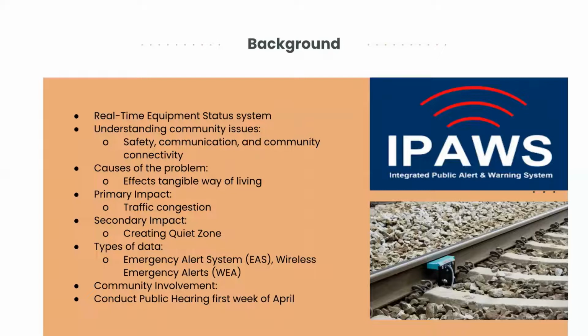Regarding different types of data, we are looking into emergency alert systems and wireless emergency alerts, such as text messages or alerts that go directly to people's phones locally. Our community involvement effort is to conduct a public hearing, possibly the first week of April. We really want to give the community an opportunity to share their input on the train system.